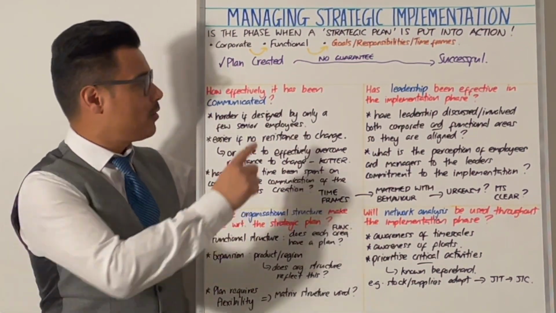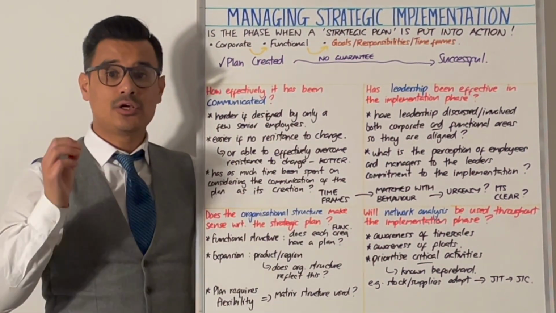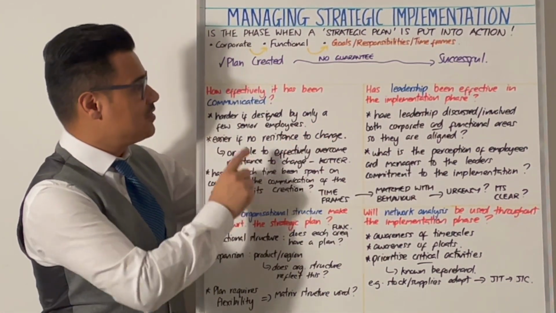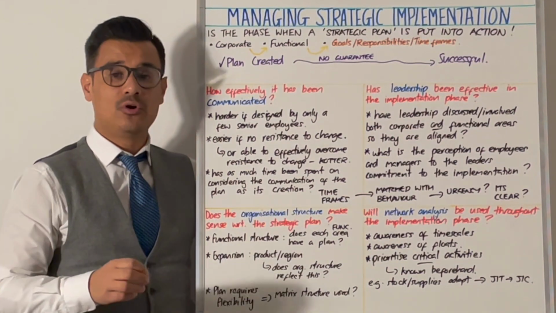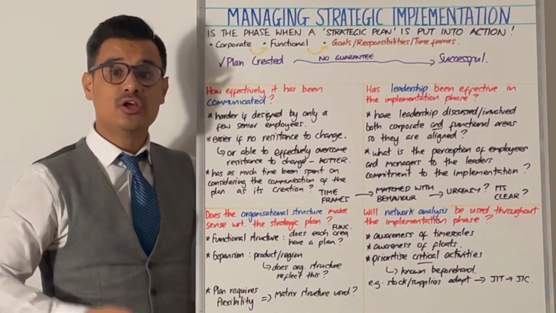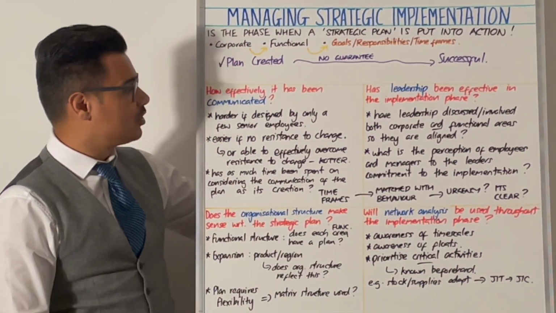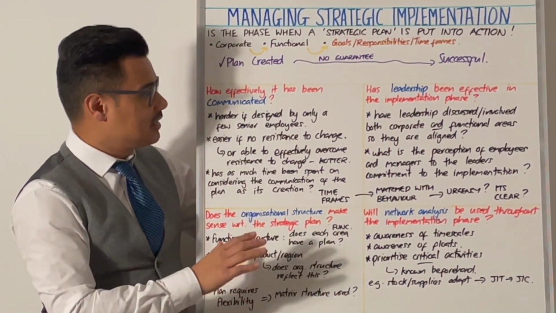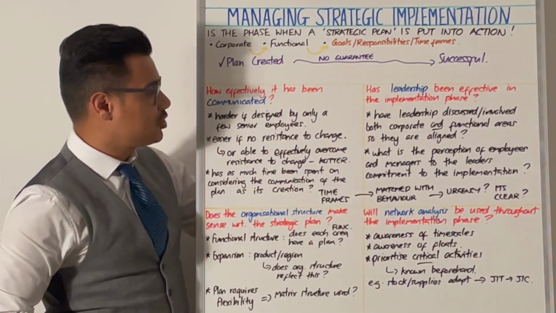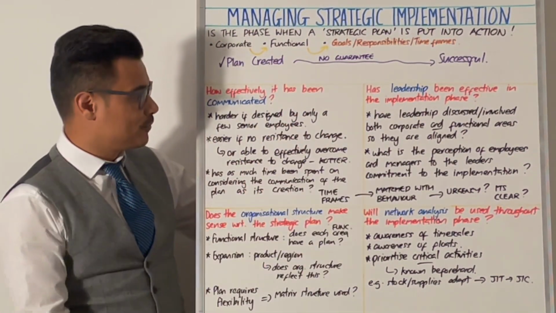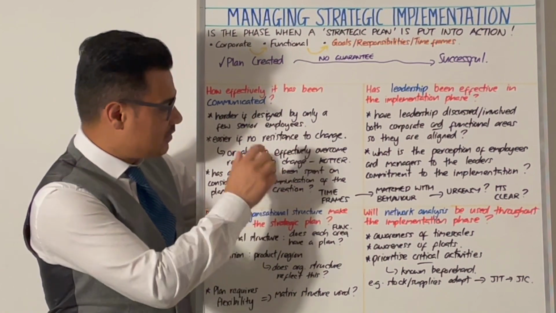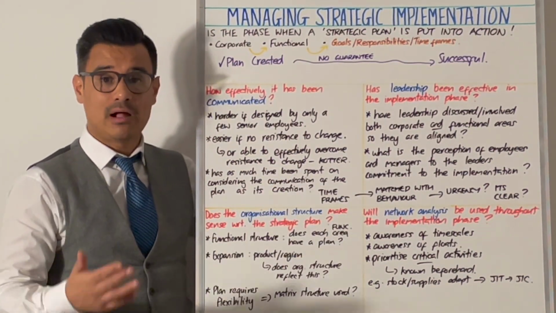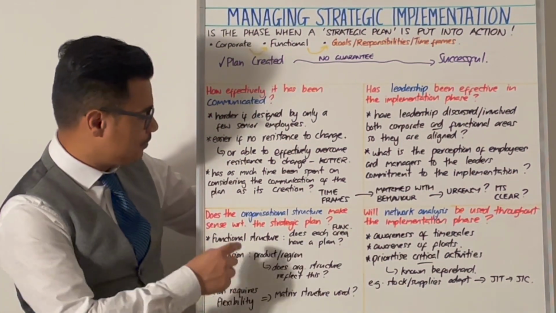So the first thing to think about is how effectively it has been communicated. It's going to be harder to be successful if it's designed by only a few senior employees in terms of communicating it to the rest of the employees in the organisation. Meanwhile, it will be easier to communicate this and look for successful implementation if there's no resistance to change, or if you're able to effectively overcome the resistance to change that is likely within the business. And here you're thinking about Kotter. More details, cards up there.